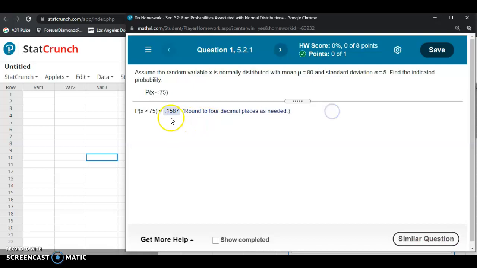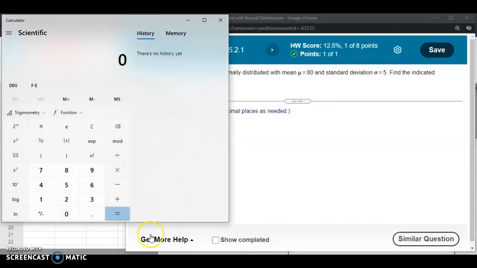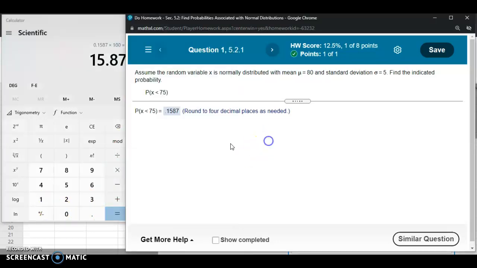And you can think of probabilities as percentages. So 0.1587. If you have a probability expressed as a decimal, you can multiply it by 100 to convert it into a percentage, or simply move the decimal point 2 places to the right and then add a percent symbol. So about 15% of the time, this random variable will be less than 75.